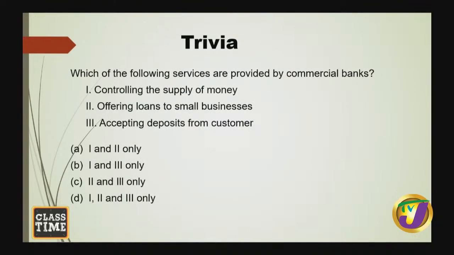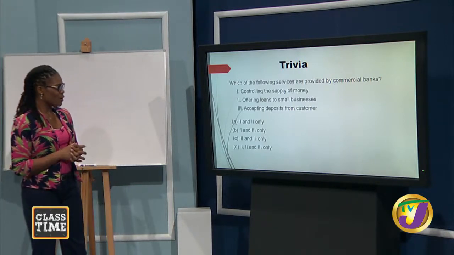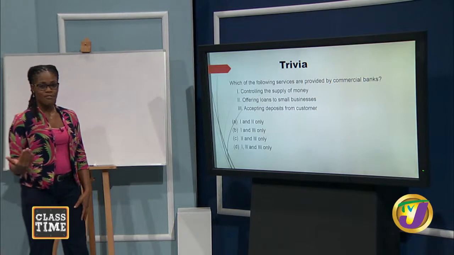Another trivia question for you. Which of the following services are provided by commercial banks? Let me see if you're following me. One, controlling the supply of money. Two, offering loans to small businesses. Three, accepting deposits from customers. Is it one and two only? Or one and three only? Could it be two and three only? Or one, two, and three?